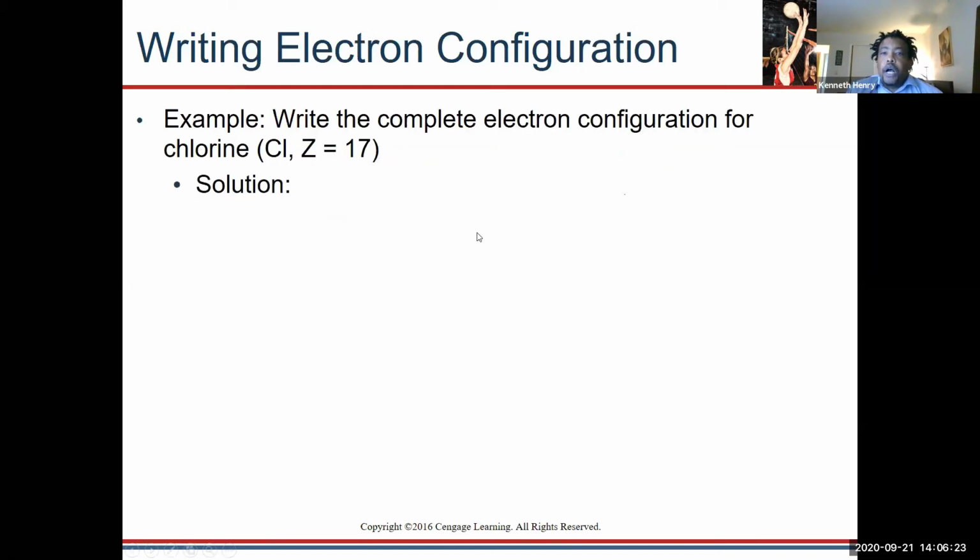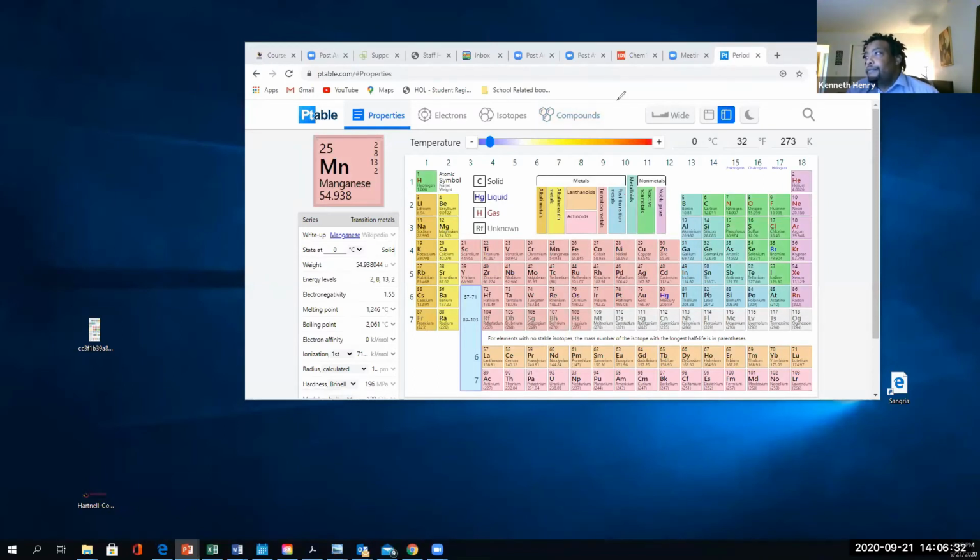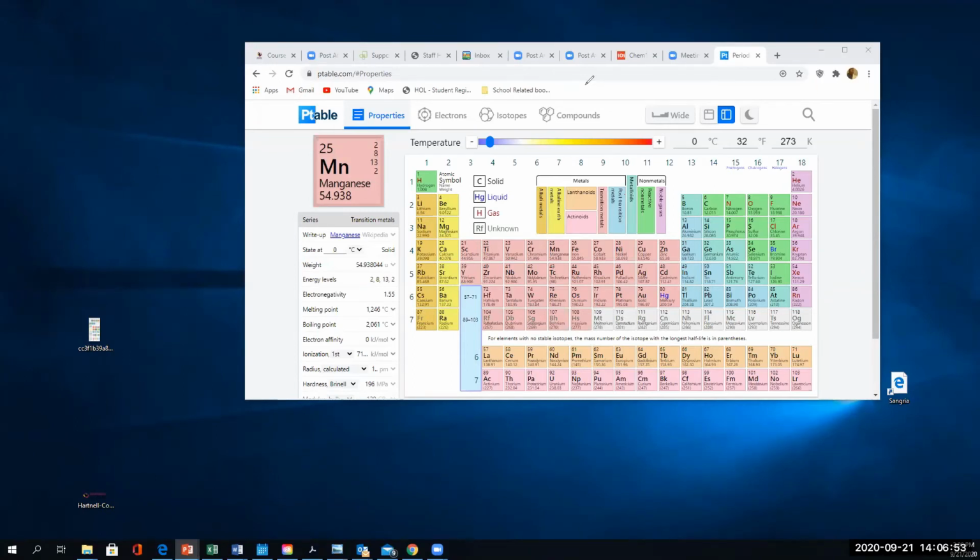Okay, so can you guys write the electron configuration for chlorine? So then the noble gas would be neon. Okay. That is closest to before it. And then it would be 3s2, 3p5. My bad.